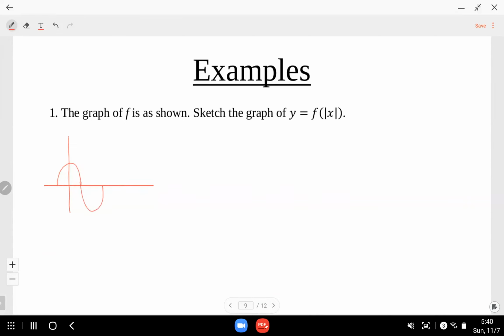Perfect. So let's graph. This is y equals f of x, and you're going to sketch the graph of y equals f of absolute value of x. All right. So let's begin. I'll give you a few moments to solve this one.